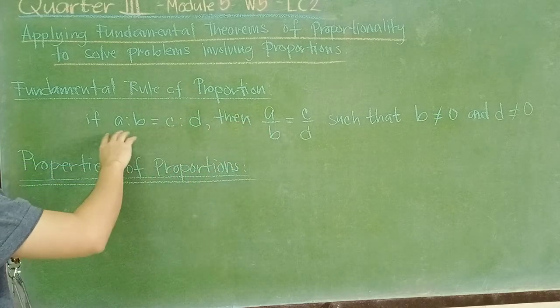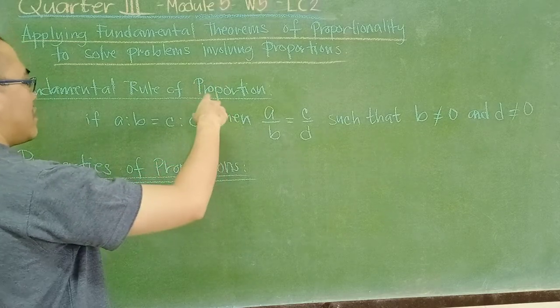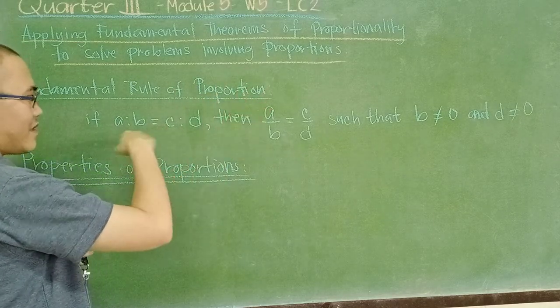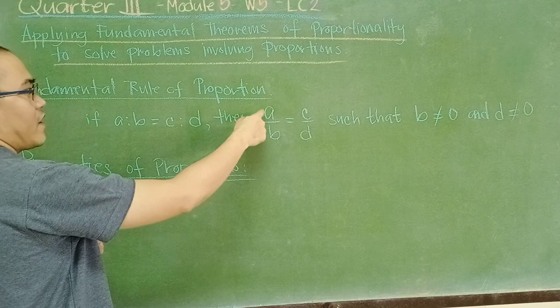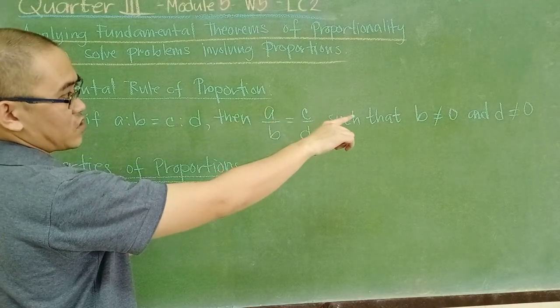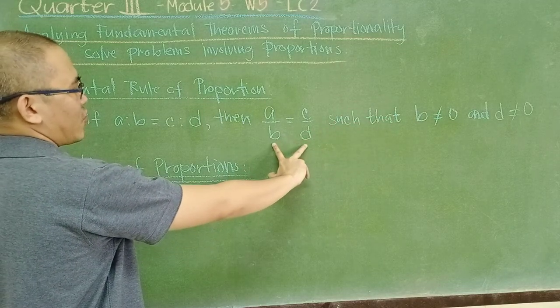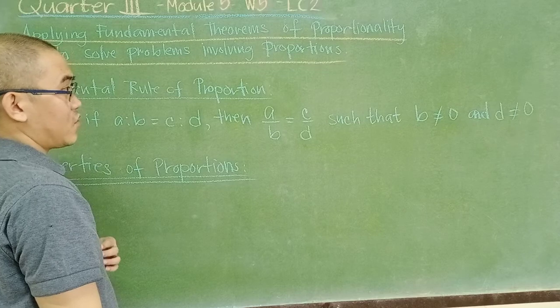If A is to B as C is to D, then we can write this in fraction form. By the way, this is column form. So when we convert this to fraction form, we have A over B as C over D, such that B is not equal to 0 and D is not equal to 0. So yung mga values natin dito sa may denominator, hindi sila pwede maging equal sa 0.